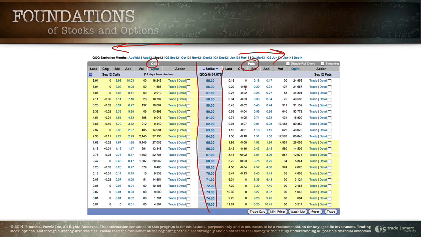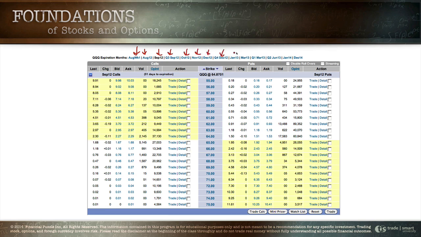On the left, calls and puts. In this case, the month is going to be listed right up here. And if you want to change months, you're going to click on the month that you wish to look at. Okay, this is an old screenshot. So yes, when you see 12, that's 2012, August 12, September 12.